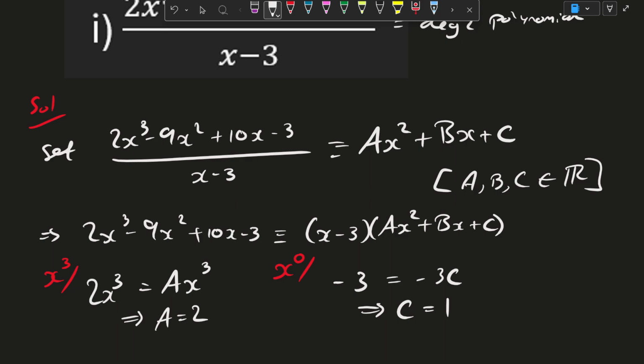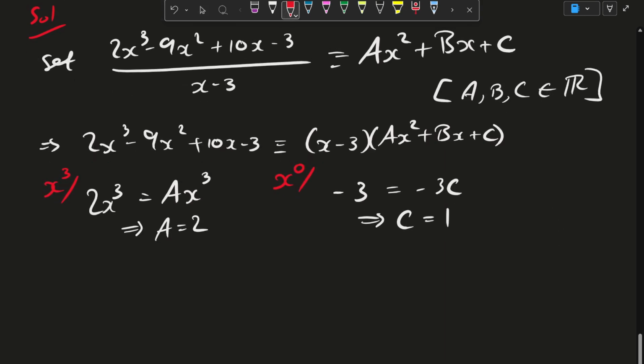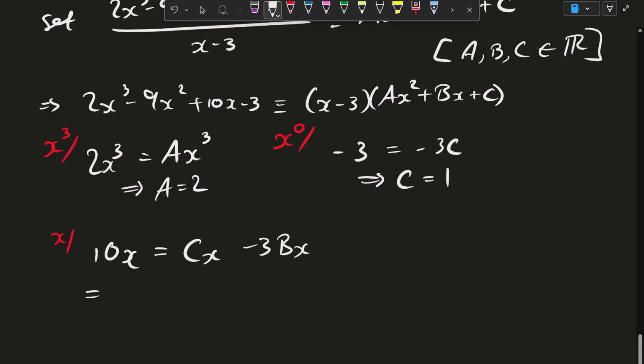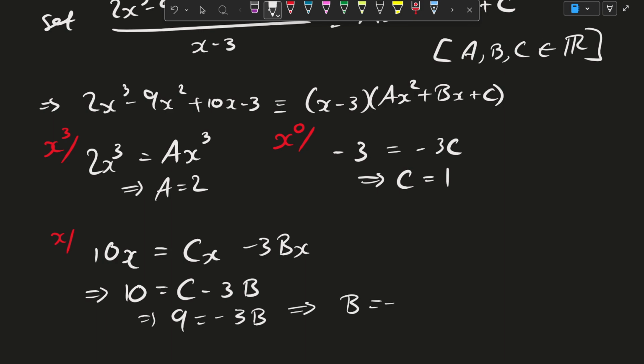So we can either choose the x or the x squared terms. Let's just pick the x terms just for sake of argument. It also works with the x squareds. On the left-hand side, we have a 10x. Then on the right-hand side, what ways are there to make an x? Well, we could say x times c, so we could have cx, but also minus 3 multiplied by bx. So we get that 10 is c subtract 3b. Well, we know c is 1. So 9 equals minus 3b, or in other words, b is minus 3.